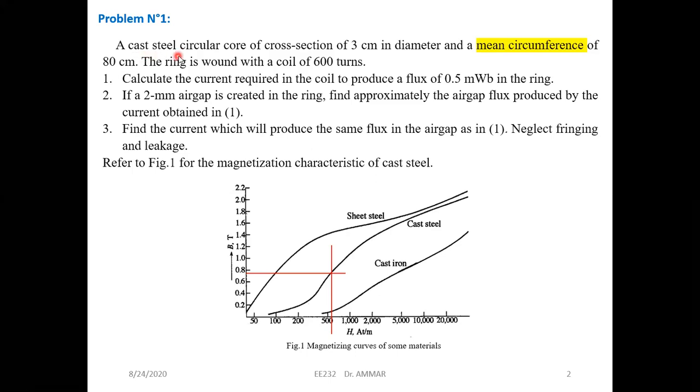A cast steel material, a core of cross section of 3 centimeter in diameter, and the mean circumference. The circumference, because it's a circular core, is the path. The mean circumference is the mean path or the mean length of the flux. The mean circumference is 80 centimeter.